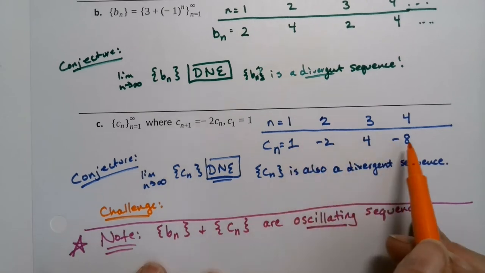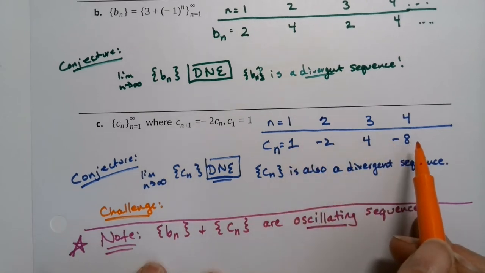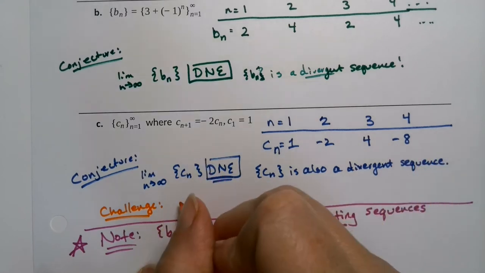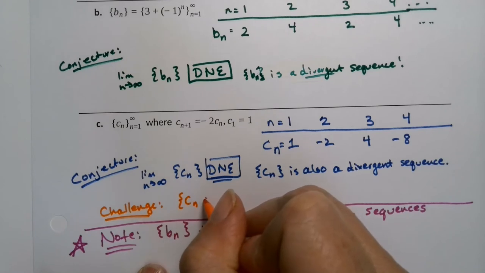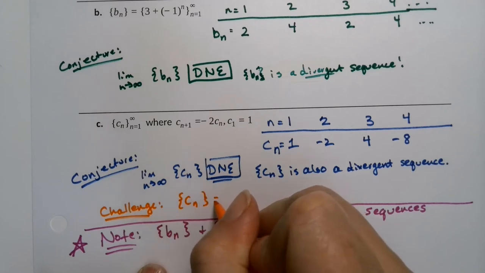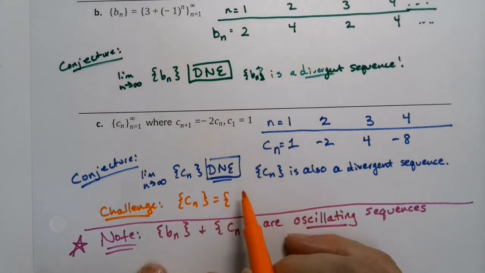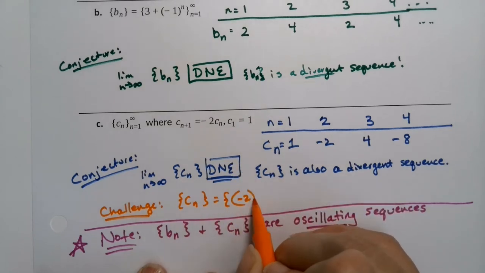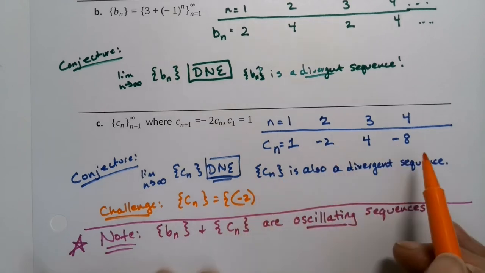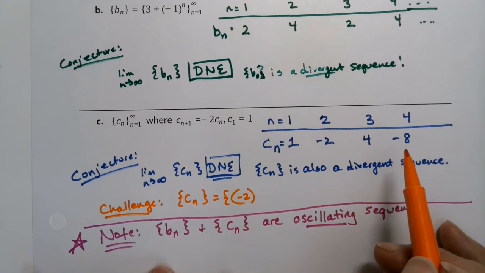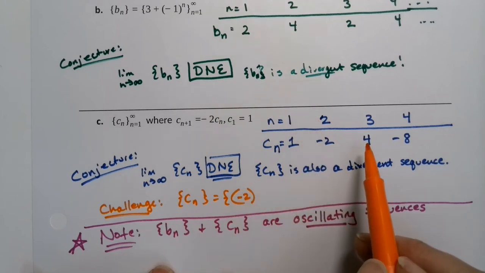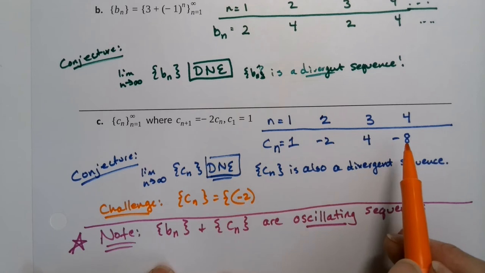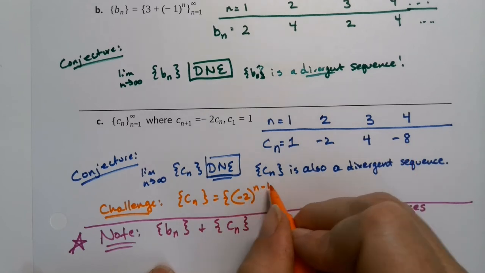Well, I can see that I'm multiplying by negative 2 every time, right? So sequence C sub n is equal to negative 2 raised to a power, because when you're multiplying by something, you're raising it to a power. Negative 2 to the 1, well, that's not going to work. Negative 2 to the 2 would make it positive 4, but that's what this one is. Negative 2 to the 3 would be negative 8, which is that one. So I need to take my n and subtract 1.